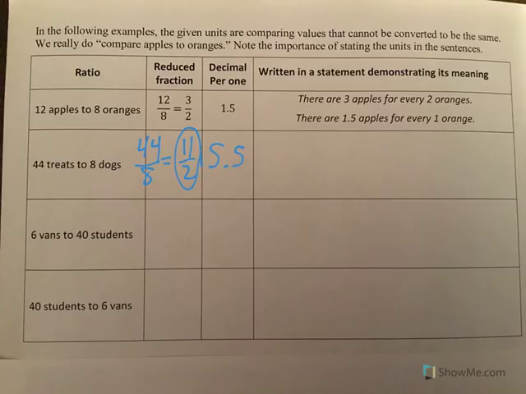So we want to write a statement. Well, for my 11 and a half, or 11 halves, that means there are 11 treats for every 2 dogs. And I apologize that I'm abbreviating, but I'm writing with a thick pen and my space is limited. Now I'm dealing with a 5.5. There are 5.5 treats per dog. Right? That's basically what it means, because this is like 5.5 over 1, where the numerator represents treats and the denominator represents dogs. Okay, hit pause, try the last 2, then come back to check your answers.